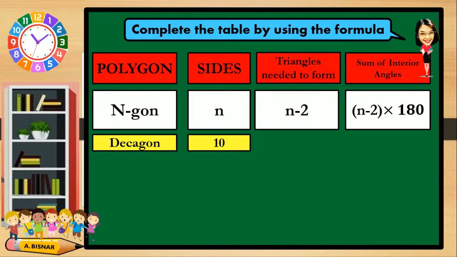Hello, naghang ba? Bakit hindi kayo nag-type ng sagot?